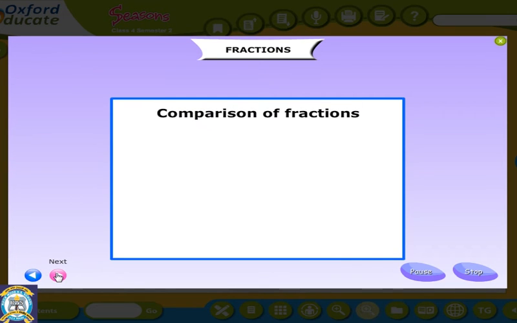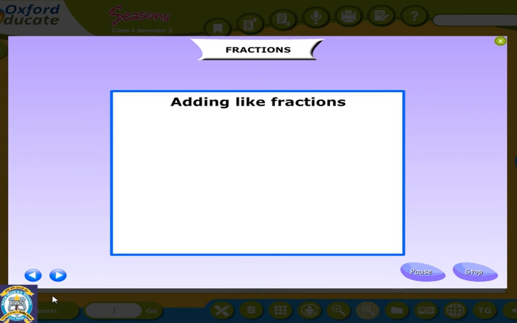Comparison of fractions. We can compare two like fractions by comparing the numerators only. Step 1. The fractions are like fractions with same denominator. Step 2. Compare numerator, 4 greater than 2. Step 3. Therefore, 4/5 is greater than 2/5.